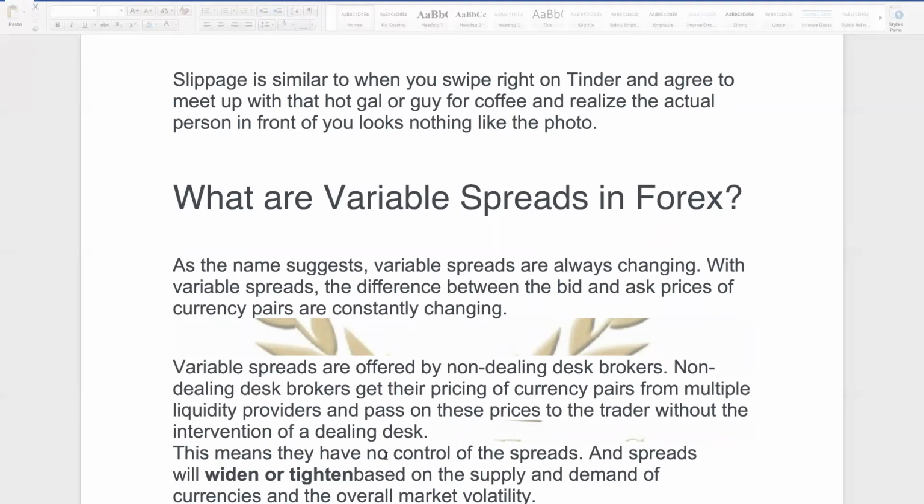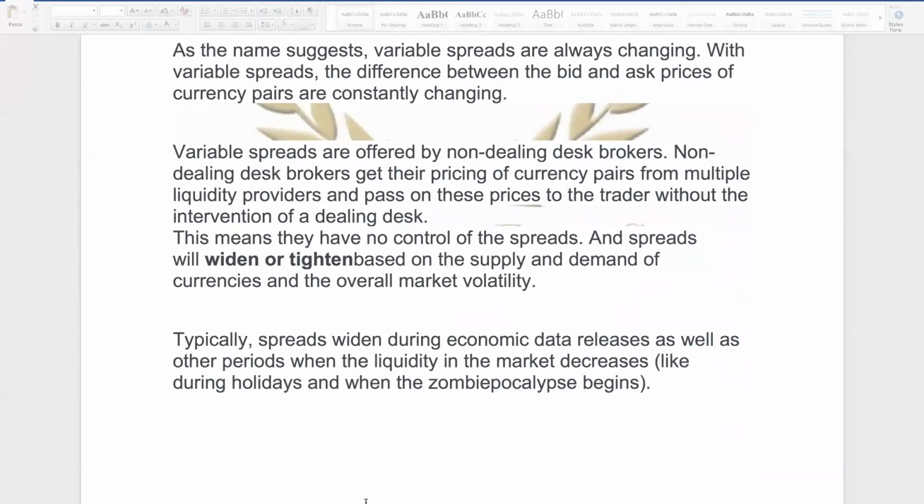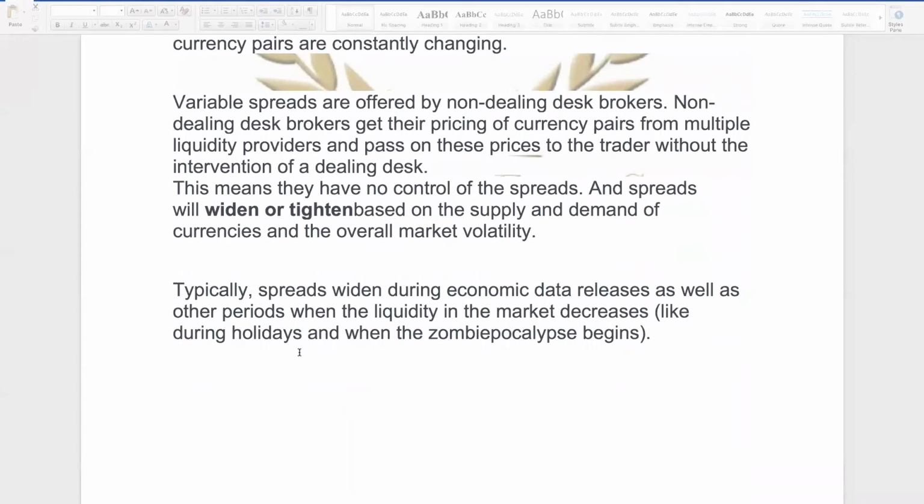This means they have no control of the spread, and spreads will widen or tighten based on the supply and demand of the currency and the overall market volatility. When I say market volatility, I mean when there is too much movement in the market. That's what we call market volatility. And for you to have an opportunity to enter, you need volatility in the market and know when to enter.